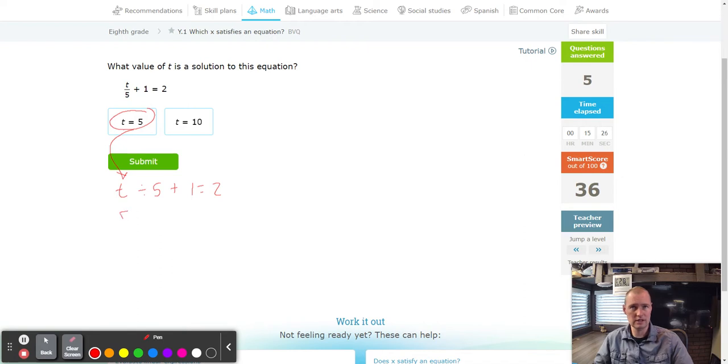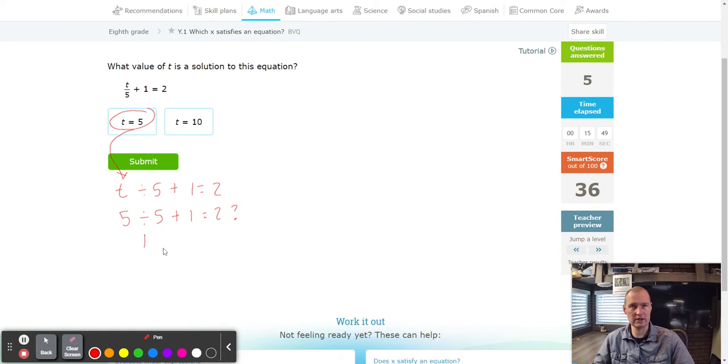So T is now 5 because it says T equals 5. Carry everything else down, leave it the same. So divide comes down, 5 comes down, plus 1 equals 2, supposedly? All right, first part, we got 5 divide 5. 5 divide 5 is 1.